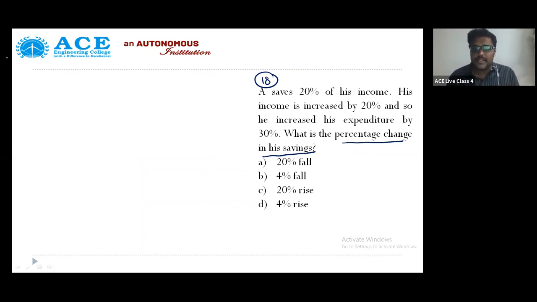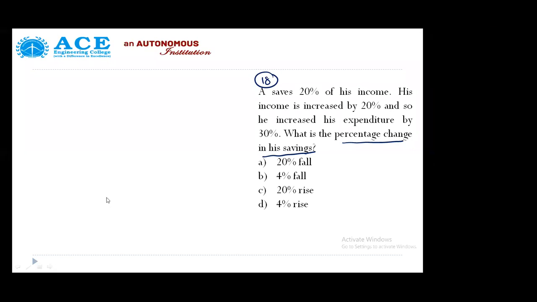Now let's go through the question, guys. We just try. The question is entirely about percentage. You can assume a value wherever it's required. No issue with that. You just try. Percentage change in his savings.